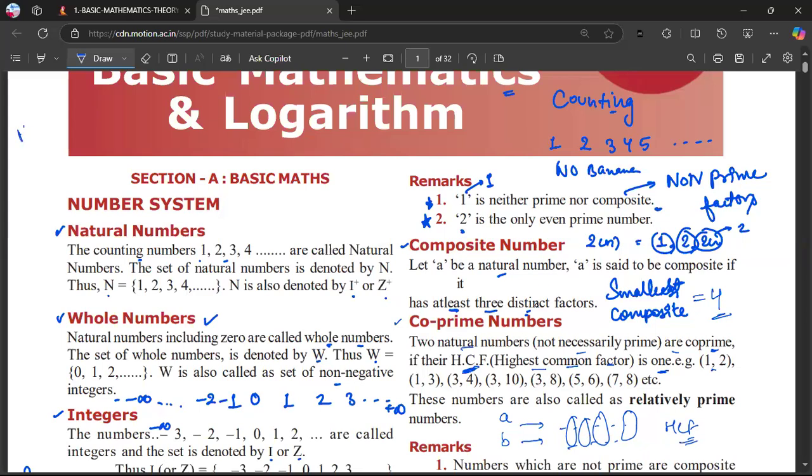I want you to find the HCF of these two numbers, 16 and 96. What is the highest common factor? One minute, sir. I'm just doing it. Okay.